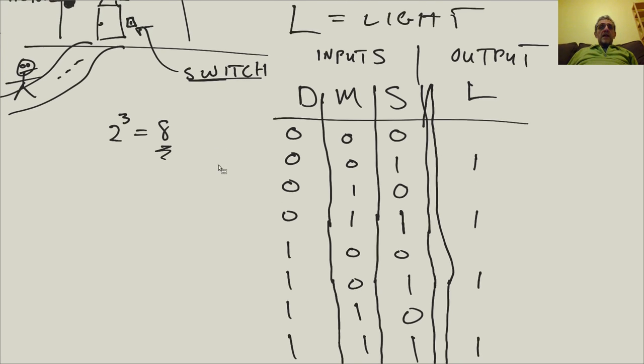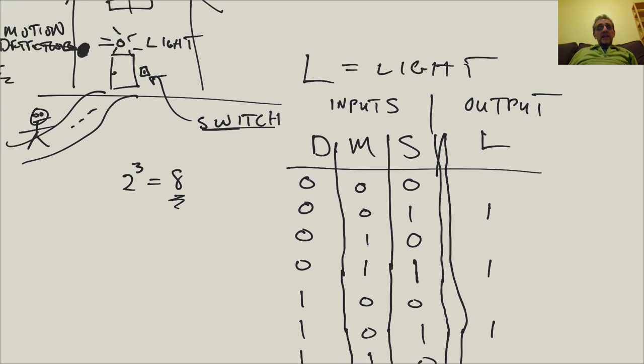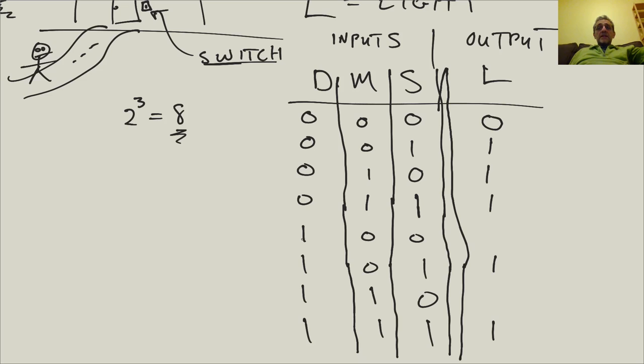Next thing, if there's no daylight, in other words, if it's nighttime and there's no motion, and the switch is off, then we don't want the light to come on. If it is not daytime, so it's nighttime, and the motion sensor kicks on, but the light switch is off, then we want the light to come on. Because think about it, it's at night and there's some motion outside. Well, we want that light to come on, so we're going to put a one there. If it is daytime, no motion, and the light switch is off, then we don't want the light to come on. We don't want to waste electricity just because it's daylight.